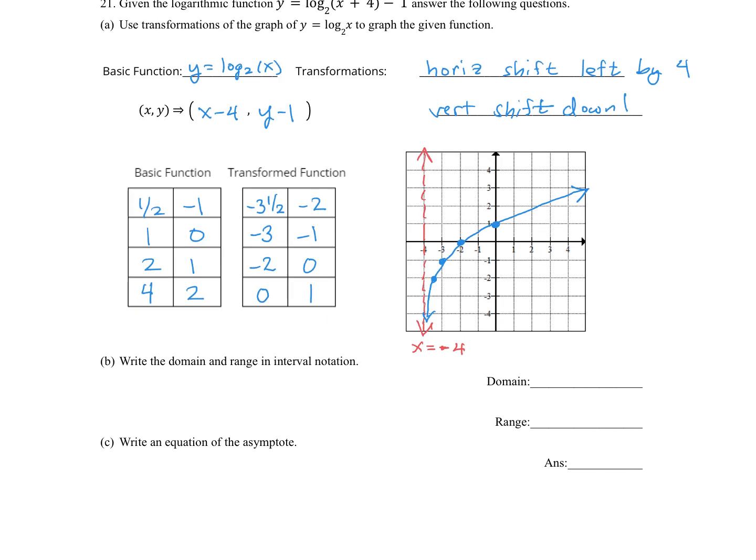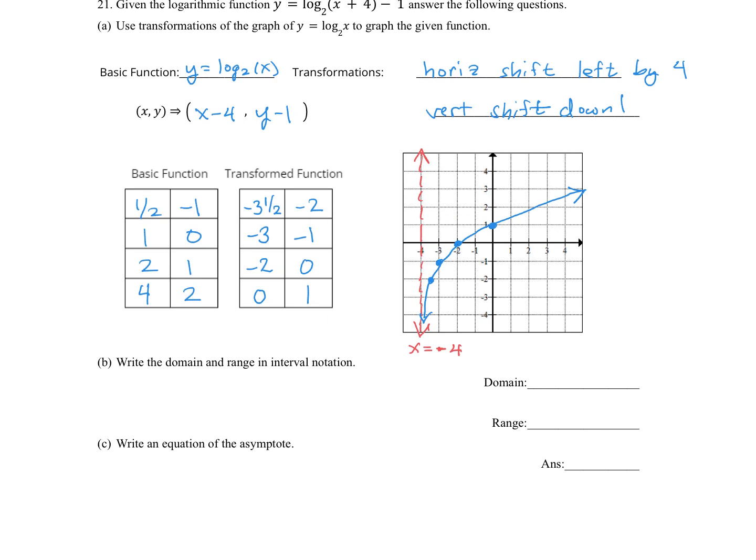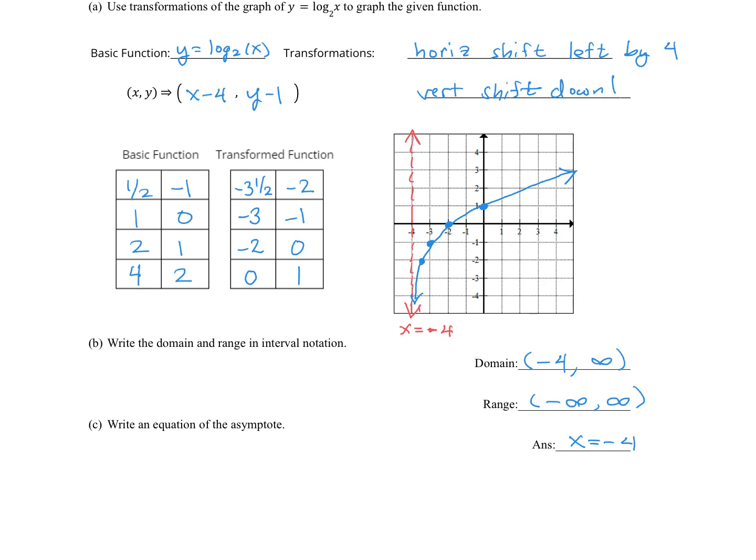And from there, I can now answer my questions. My domain, it starts at -4 and goes forever to the right and excludes -4. My range, it's always going to be all real numbers for your basic logarithms. And then my asymptote is going to be x equals -4. It's that vertical line passing through -4. And that takes us to the end of our note quiz.